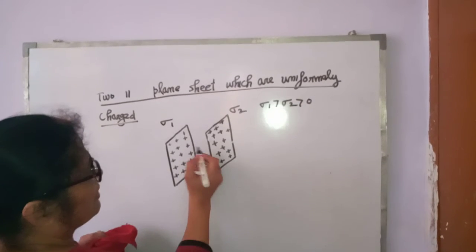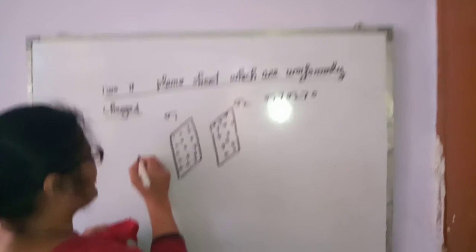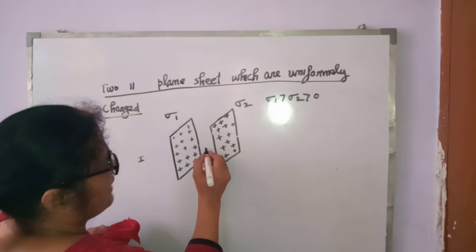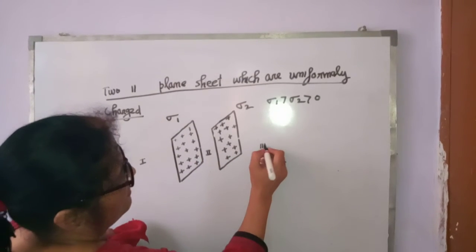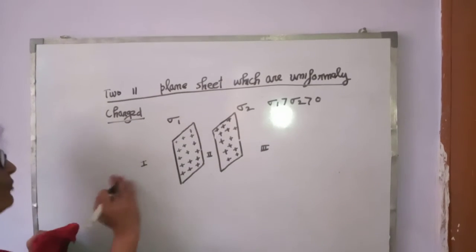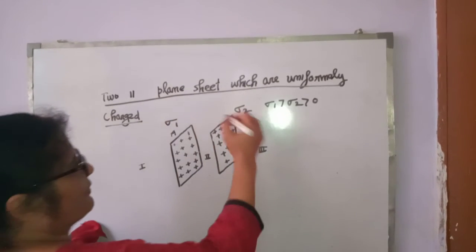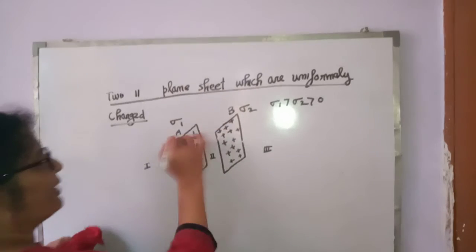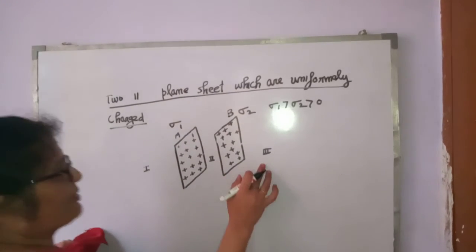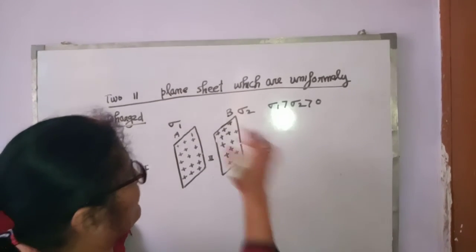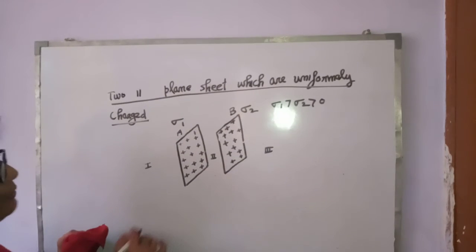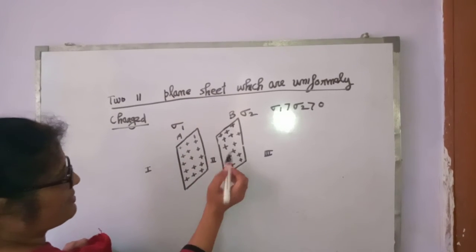Greater than 0. This is your first region, this is your second region, and this is your third region. The first region is to the left of plate A, the second region lies between plate A and B, and the third region is outside plate B. Now this one is positively charged and this one is also positively charged.